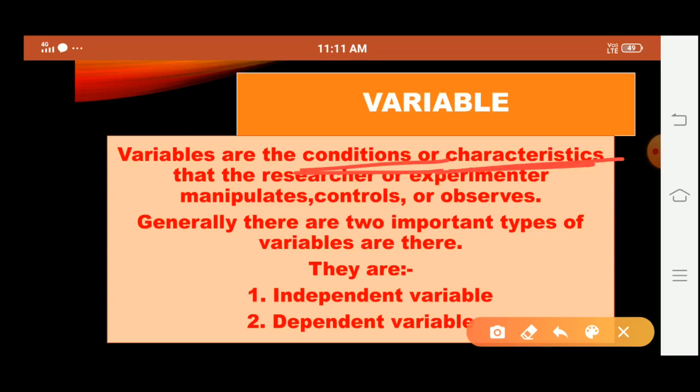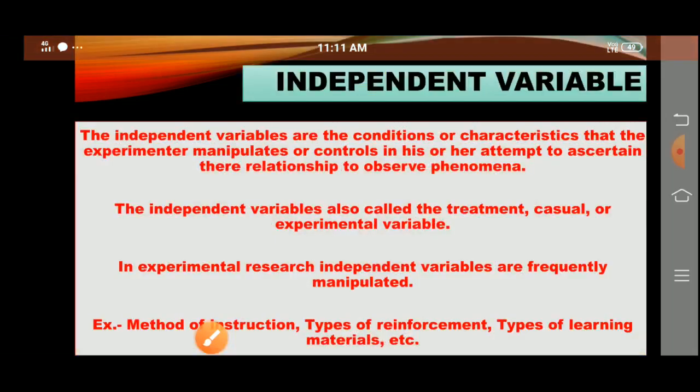In simple words, variables are manipulated by the experimenter or researcher. Variables are controlled by the researcher or experimenter, and also variables are observed by the experimenter and researcher. Generally there are two important types of variables. One is the independent variable and another is the dependent variable.